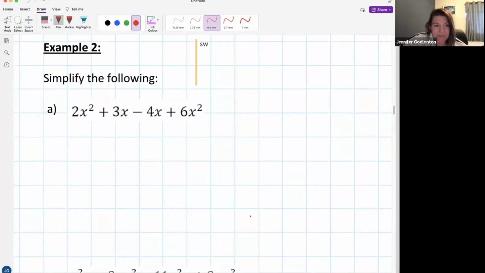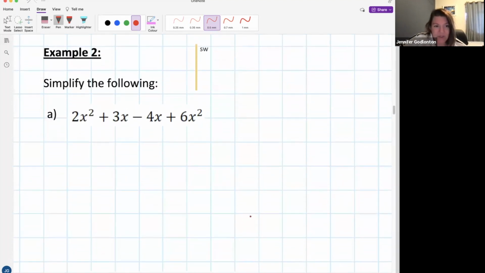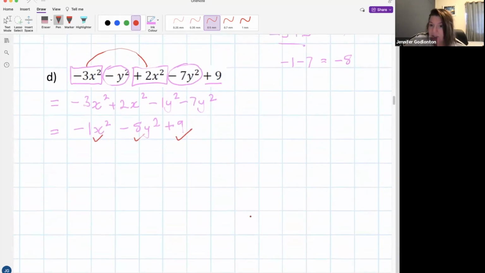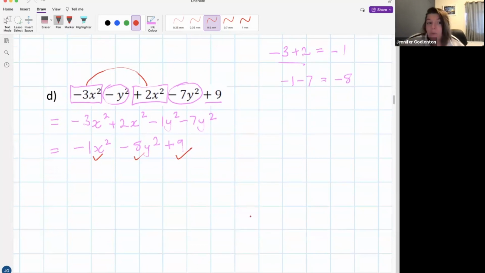All right. Let's have a look at these over here. How did you get 1? Okay, so I got the 1 by saying this negative 3x squared plus 2x squared. If I just look at your coefficient, that's the number in front of your variable, I have negative 3 plus 2, and that gives me the negative 1. So that's over here, negative 3 plus 2.